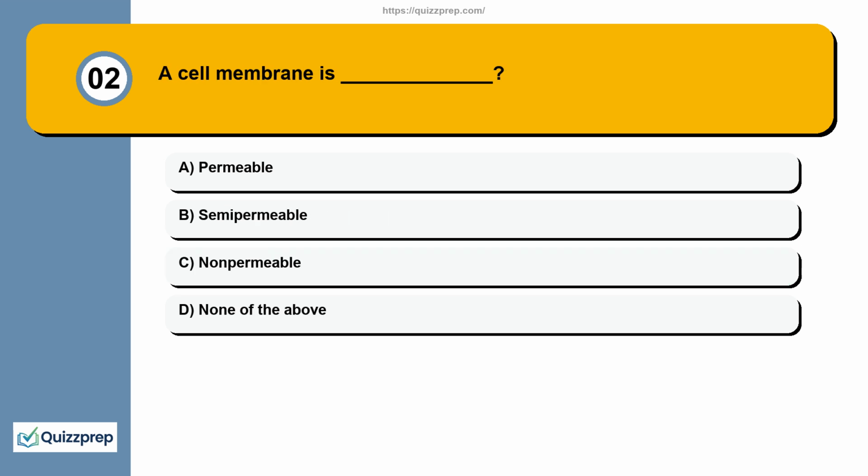Question 2. A cell membrane is blank. Permeable, semi-permeable, non-permeable, none of the above.